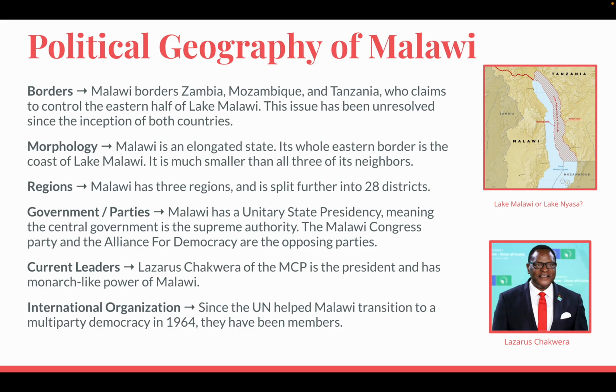So Malawi is a very elongated state. It basically just runs down the western coast of Lake Malawi, and it's much smaller than all of its neighbors as it's a very skinny, elongated state.